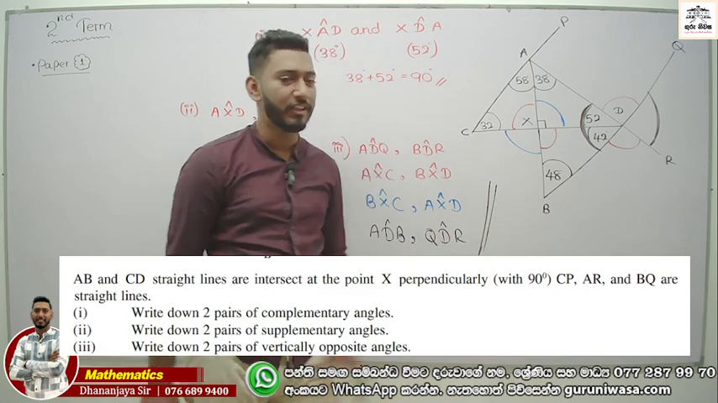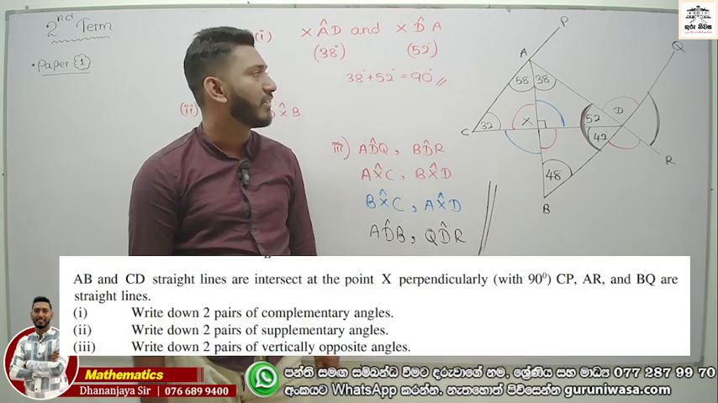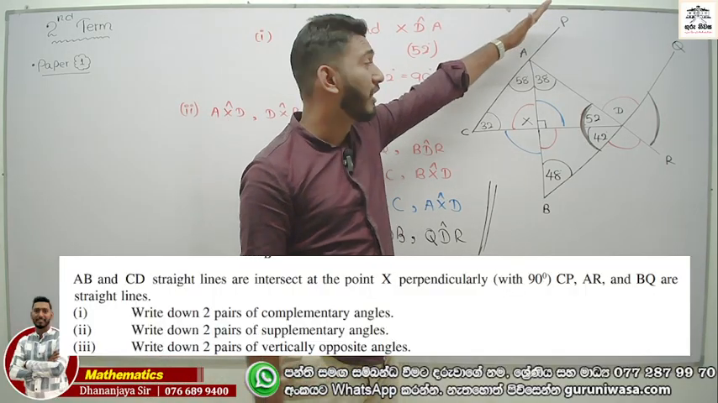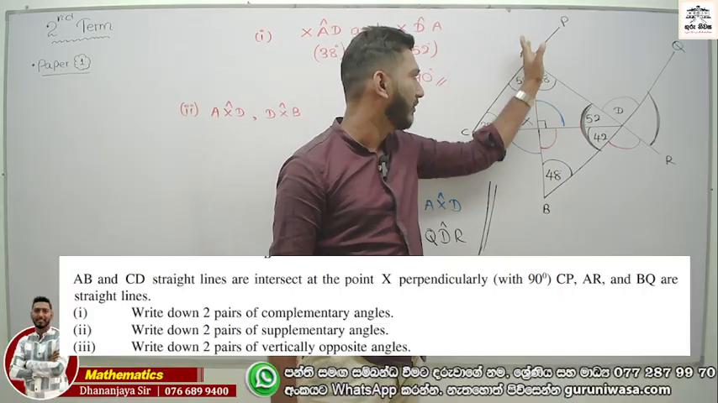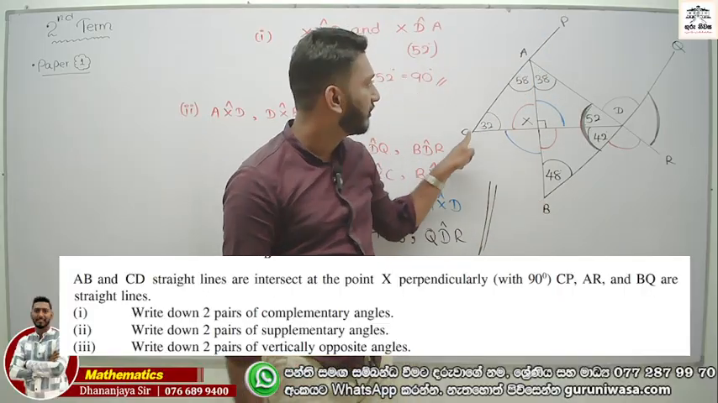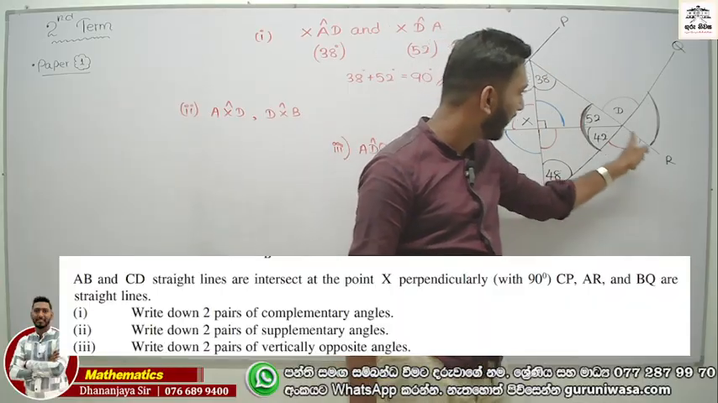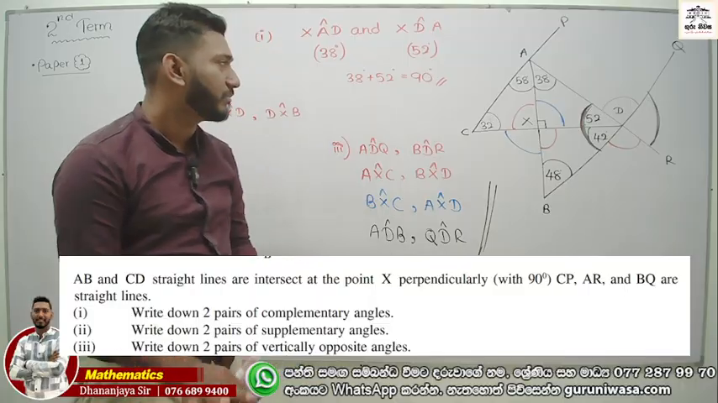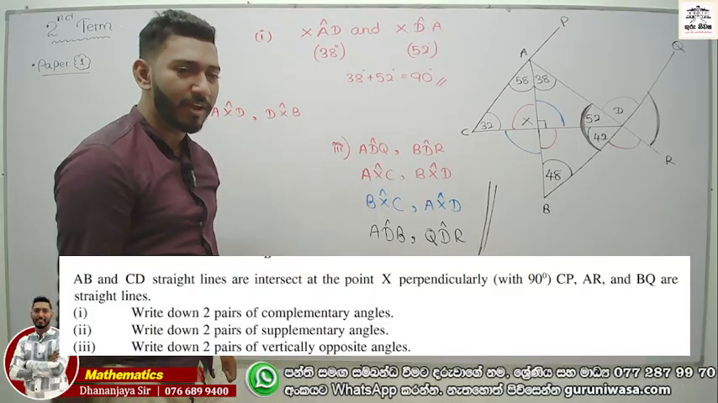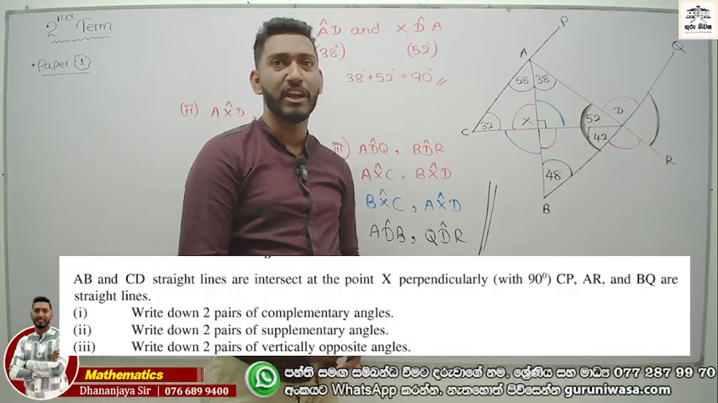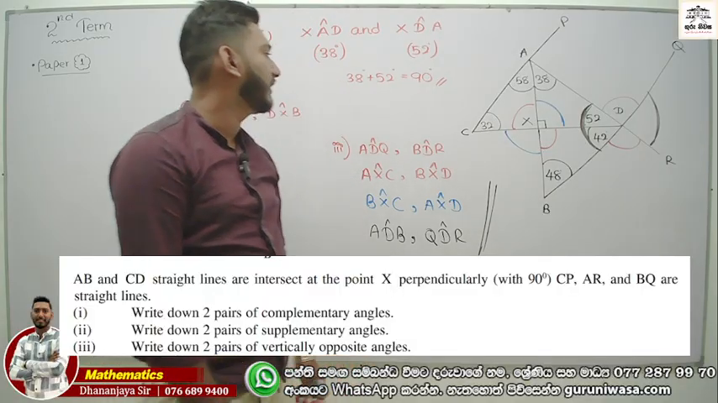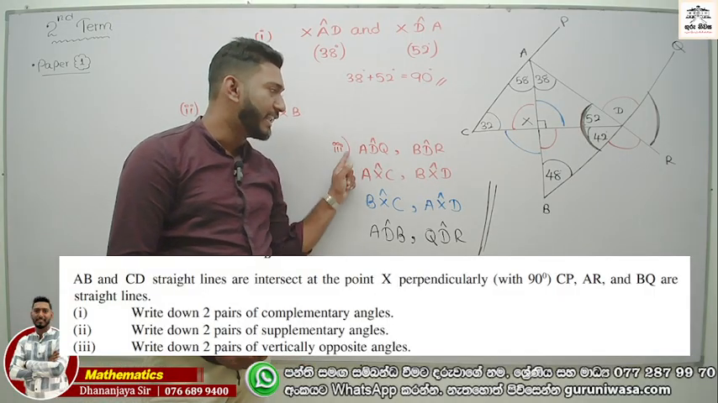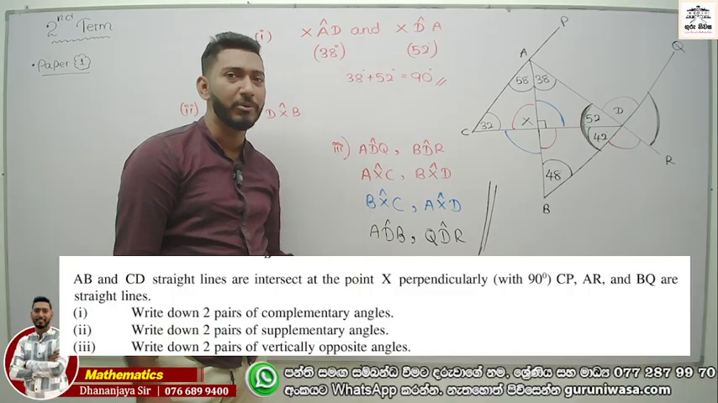Right. That's complementary. And for supplementary angles, there are many examples you can write. I'll show them: this is a straight line, this is a straight line, this one's also a straight line. Right, there are so many answers, but you can write only two pairs. Two pairs only. I wrote four for you to show.